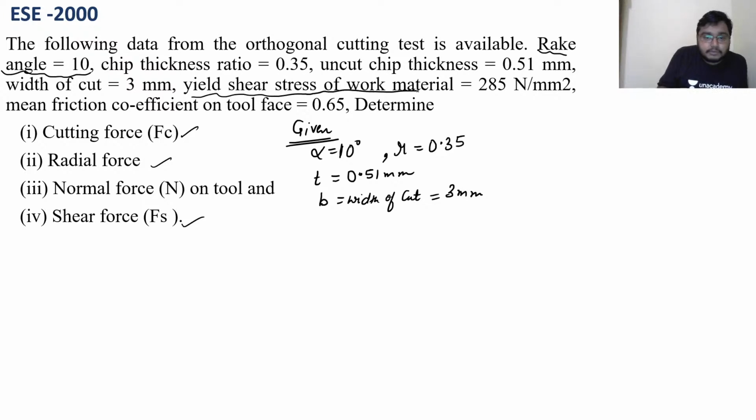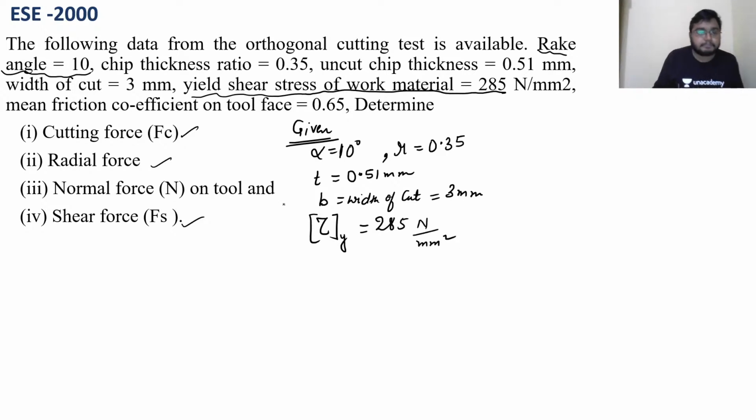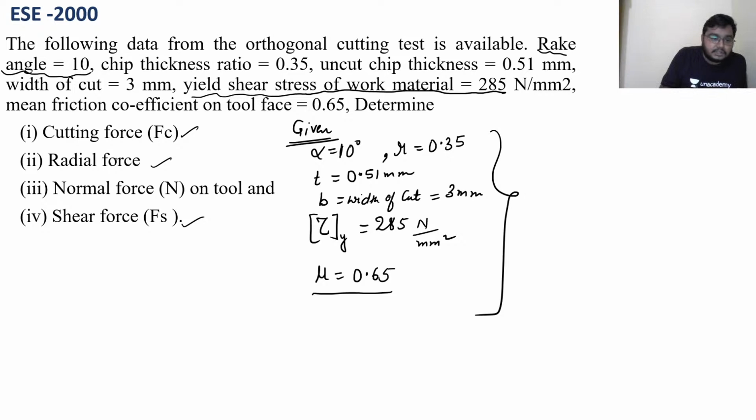Yield shear stress of the work material is 285. That is tau y, tau yielding, given as 285 Newton per millimeter square. Mean friction coefficient on the tool face, mu, is given as 0.65. So this data is given to you. What you need to find: FC, radial force, normal force, shear force. Please tell me the answer.